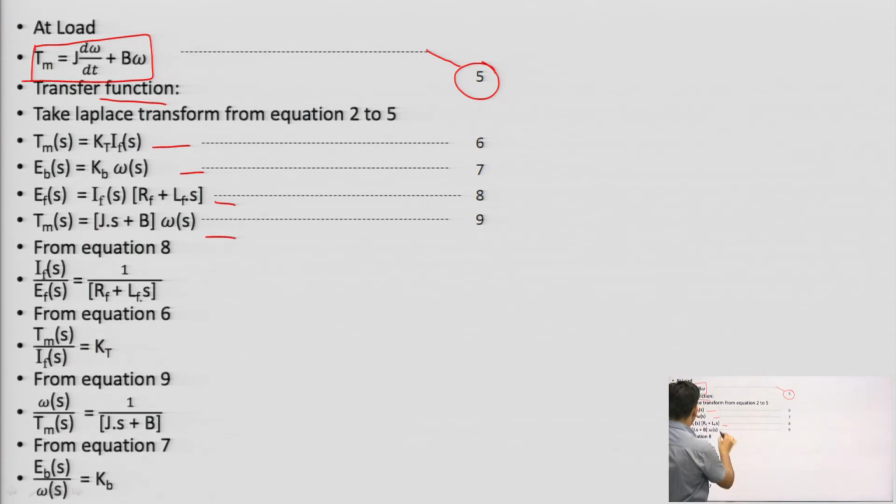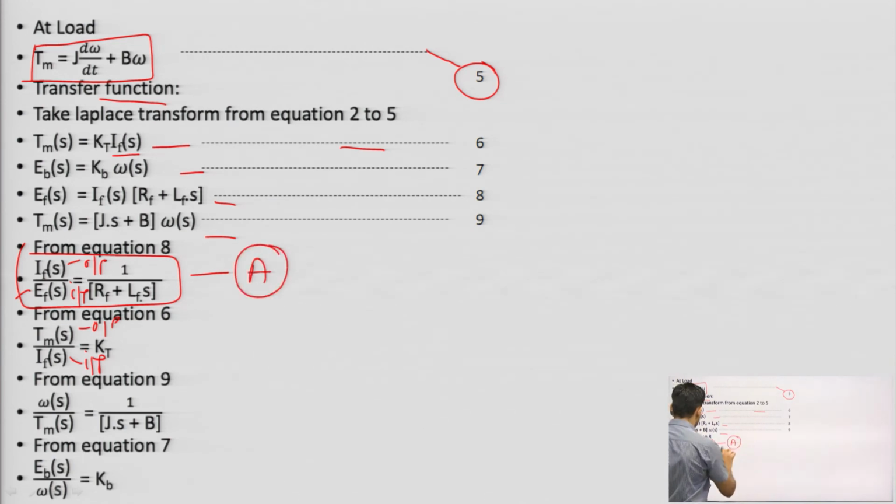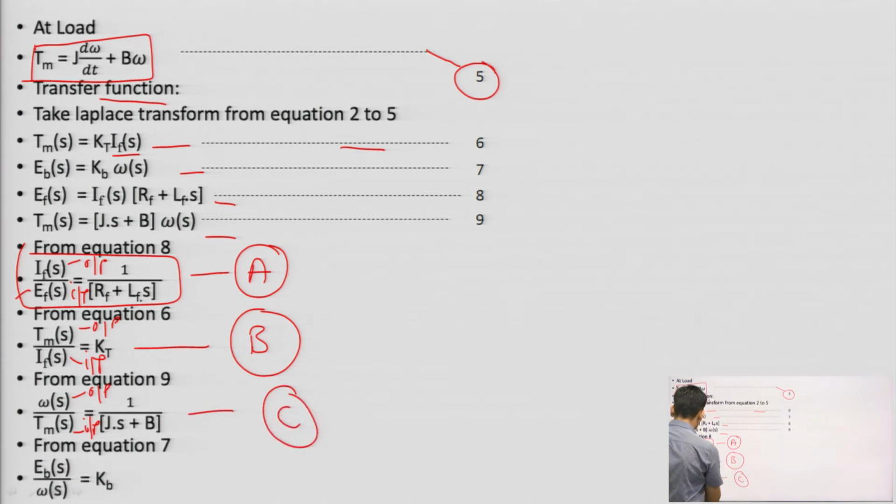So, from equation number 8 you can write this, where E F S acts as input and I F S acts as output. In the previous derivation, here we were getting the I A. So, from equation number 6 you can see I F S is acting as input and T M of S acting as output and gain is K T. This is equation number A. This is equation number B. Then T M S acts as input and final output is omega S, and this is gain, this acts as equation number C, and this back EMF will act as feedback path.